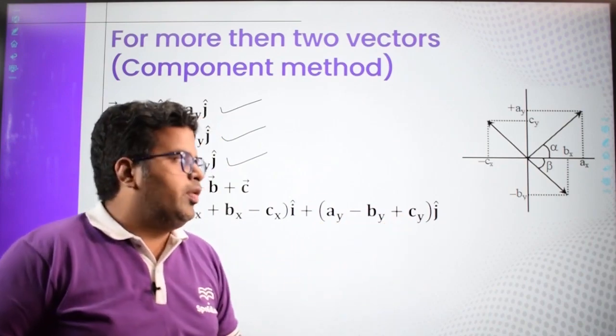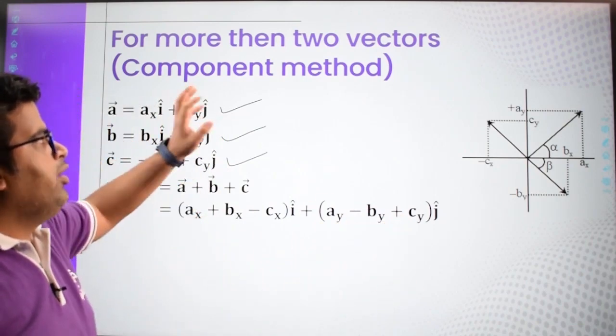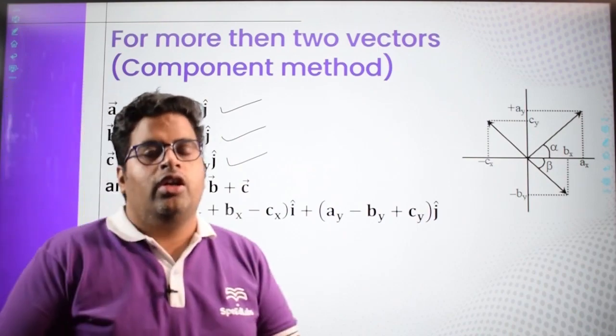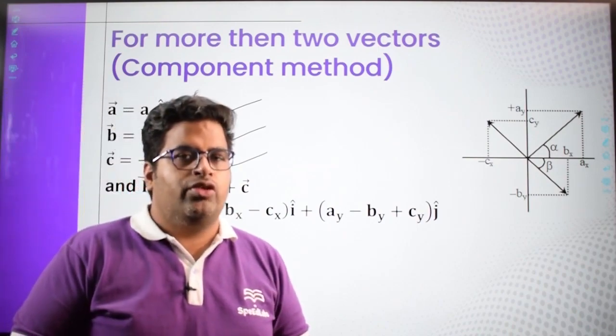So this is how we are going to add more than two vectors using a component method. I hope you understood well.